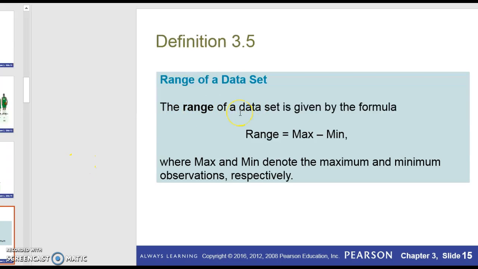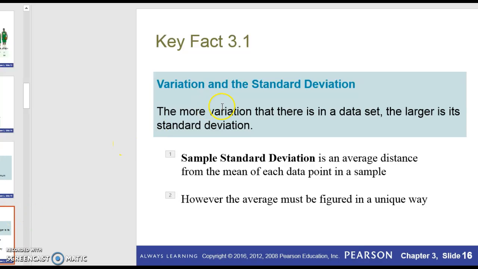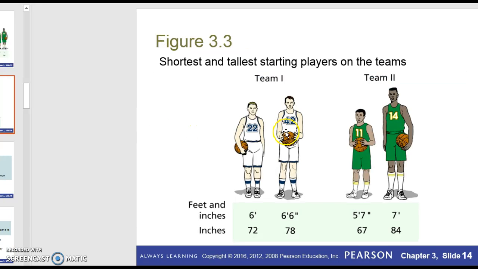The range of data is given by this formula, the maximum number minus the minimum number. We use this quite a bit actually, but it's probably not the best way to measure variation, because it only takes into consideration the highest and the lowest person. You can see it's just 2 people that determine the range of a set of data. And everybody else could be the same.